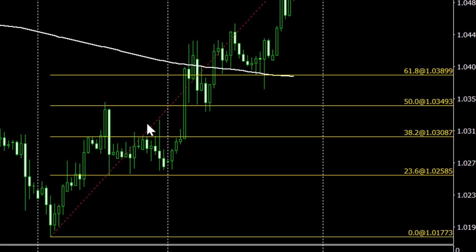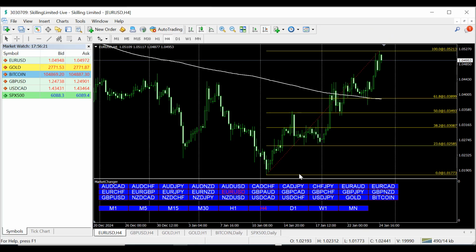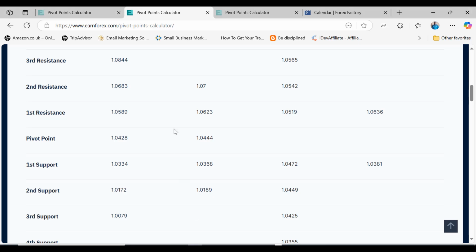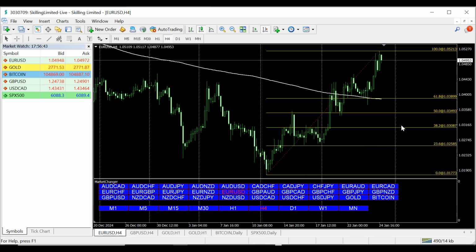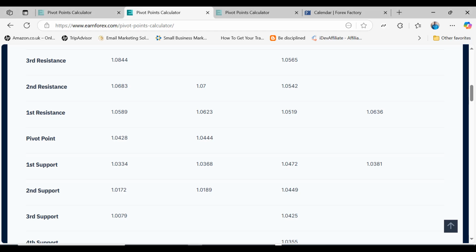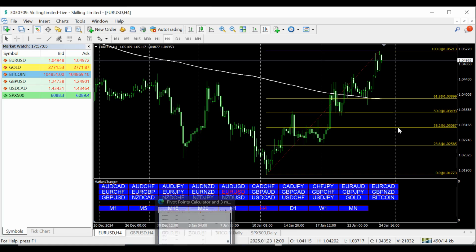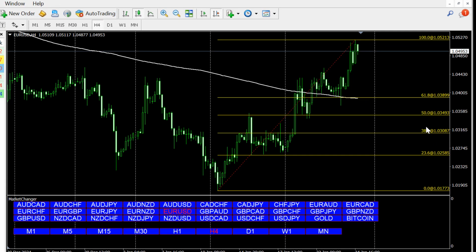Okay, let's do something quickly. I think we can actually check the pivot points for Euro USD. Let's quickly look at this. 1.0428 is the central pivot point, the floor pivot point for Euro USD. And if you look here, 1.04 is somewhere up here. So price may likely break below it. And if that happens, you want to start looking at the first level of support, which is at 1.0334.